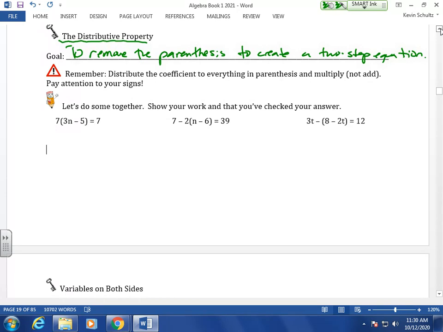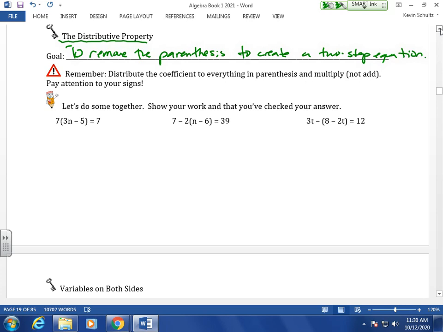So with this first one here, 7 times, in parentheses, 3n minus 5 equals 7. Tell me what we're going to be distributing into the parentheses. Lauren, that's 7. And what operation are we using when we distribute? Yeah. We're multiplying.